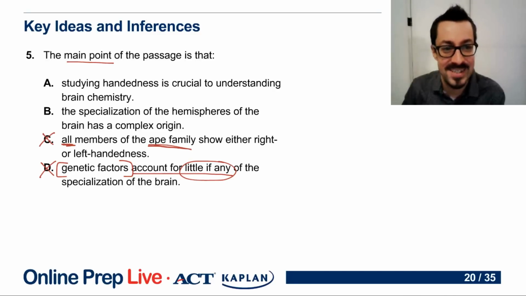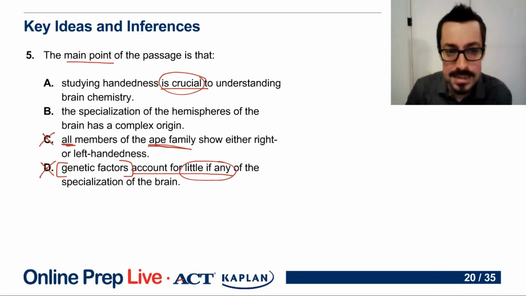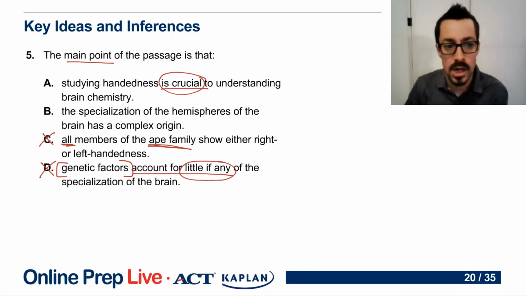But studying handedness is crucial to understanding brain chemistry. Again, it is crucial. That might be right if the author said something like that. If the author specifically said, we need this thing, we have to understand handedness to understand brain chemistry. The author never said that, and you want to be really careful about extreme language, like this thing is crucial, or we have to have this thing.